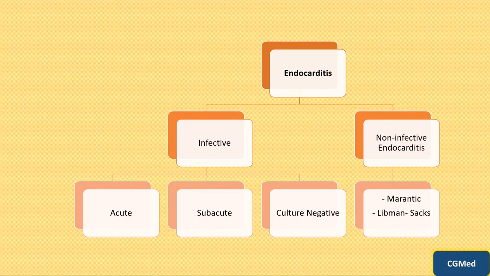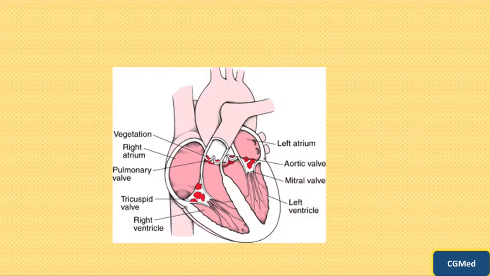In endocarditis we have two types, infective and non-infective. In non-infective endocarditis, we have marantic and Libman-Sacks. Libman-Sacks is going to be in patients who have systemic lupus erythematosus, and marantic is going to be in a patient with cancer. Infective endocarditis we can divide into acute, subacute. Subacute is weeks to months, acute is days, and culture negative. I'm going to explain what I mean with that.